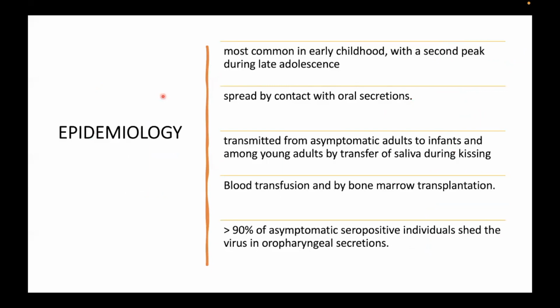Now, for the epidemiology, classically Epstein-Barr virus occurs during early childhood, and it's going to peak again during late adolescence. Now, I think this is the most important thing to bring in this slide. It's oral secretions, and it's usually transferred during kissing. This is why, what's the other name of the disease Epstein-Barr virus causes? Okay, this is known as kissing disease.